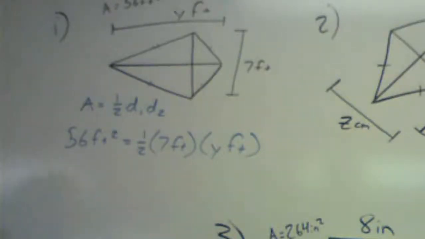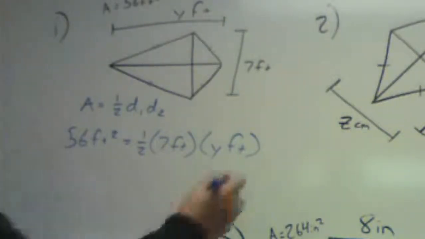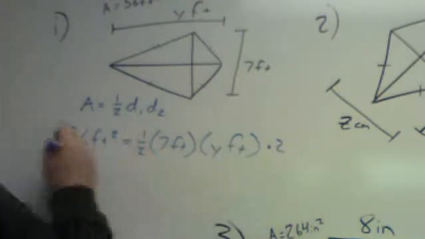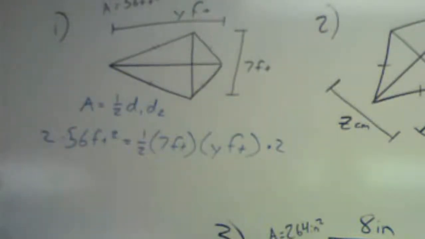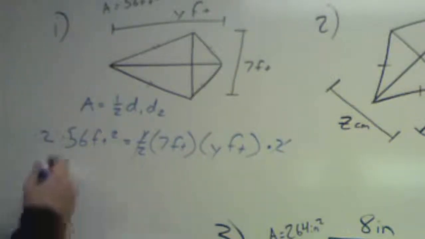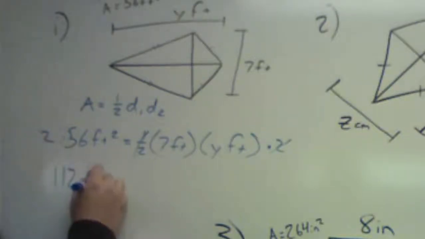Now, you have multiple options. You could do 1/2 times 7 first. You could divide both sides by 7. You can multiply both sides by 2. But the way I'm going to choose is that I want to get rid of the fraction. So to do that, I'm going to multiply both sides by 2. 1/2 times 2 is always 1, so it essentially gets rid of my fraction. And 2 times 56 is going to be 112 feet squared.